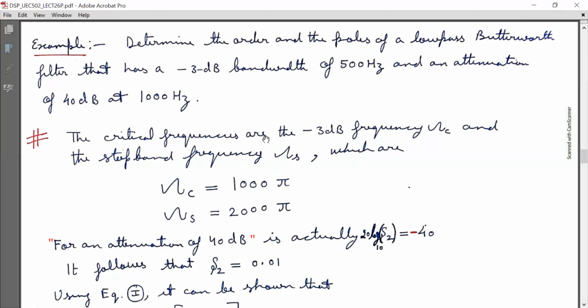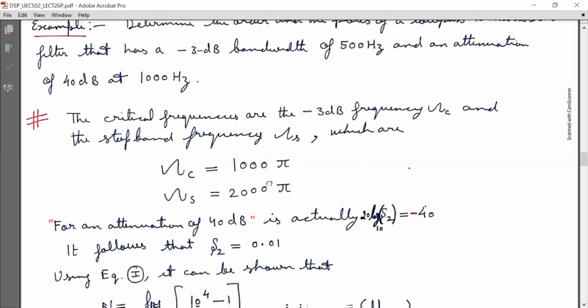Now the critical frequencies are the minus 3 dB frequency omega c and the stop band frequency omega s. Now look at this. The cutoff frequency is 500 Hz and the attenuation of 40 dB is occurring at 1000 Hz. So this is the stop band edge frequency. So omega c is 1000 pi and omega s is 2000 pi.